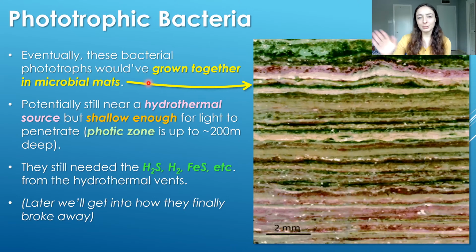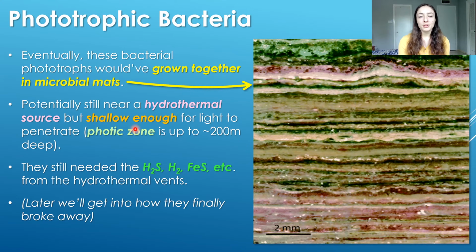Eventually, though, all of these bacteria, green non-sulfur bacteria, purple bacteria, heliobacteria, green sulfur bacteria, all of these phototrophs would have grown together, likely in microbial mats, which is precisely why there was rampant lateral gene transfer. But moving on, these mats were potentially still near hydrothermal sources because, again, they needed those electron donors for their metabolism, but they also had to be shallow enough for light to penetrate.